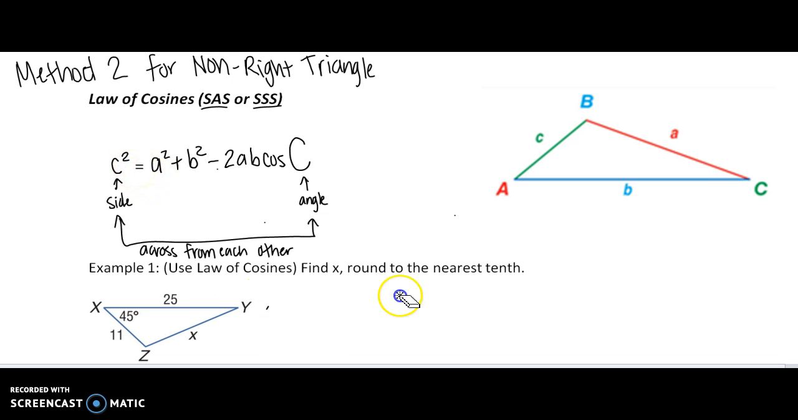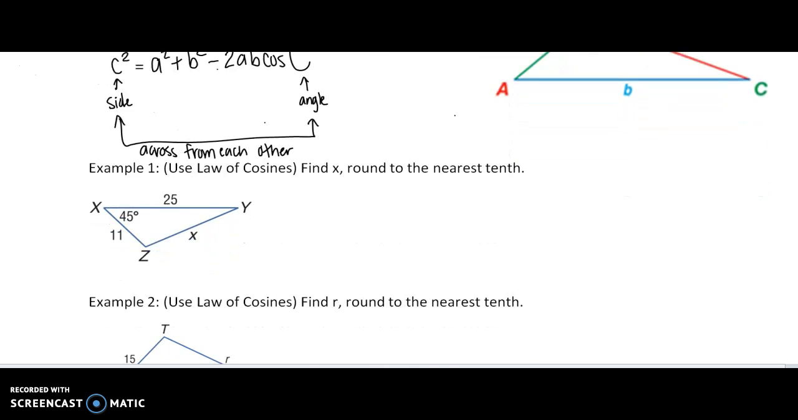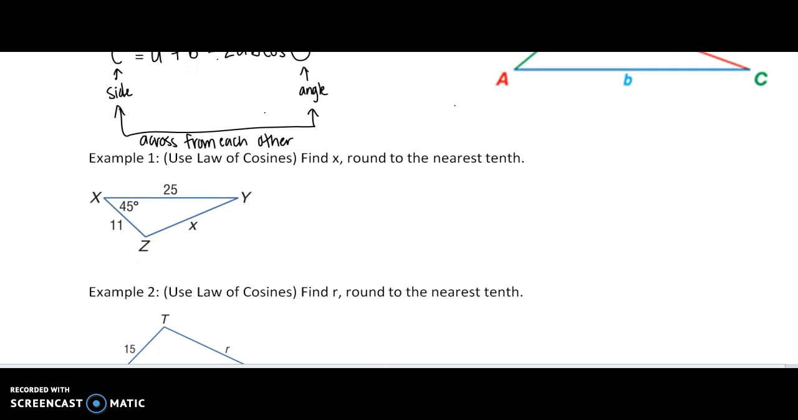Also, if we take note of this, a and b are just the other two sides. So a and b, those numbers can be in either order. It's just the other two sides of the triangle that are not opposite or across from the angle that we either have or we're solving for. So again, there's two types: when we're given two sides and the angle in between, or all three sides, when we will use this formula. So if we hop down to example one.